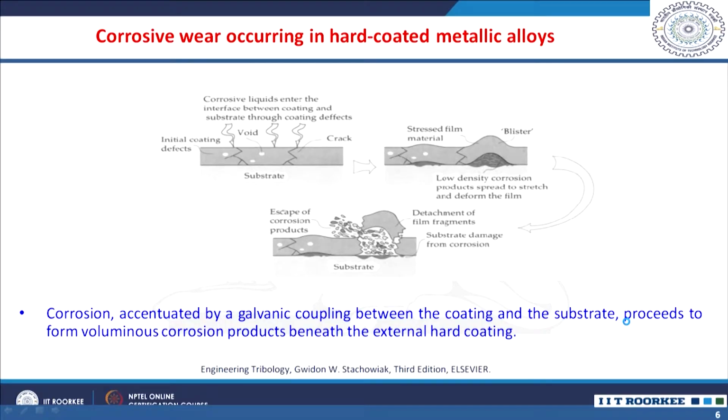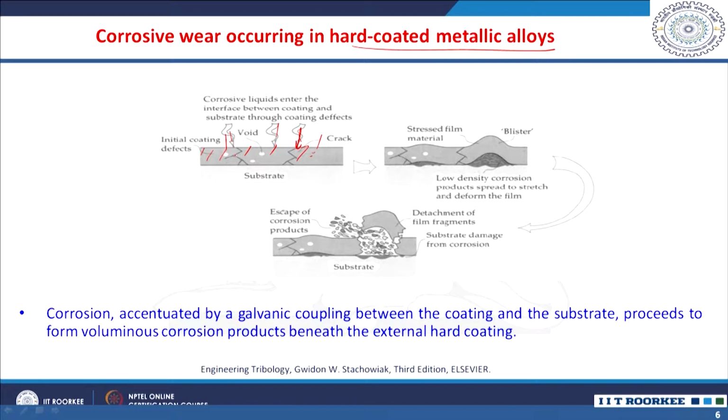So, the corrosion is accentuated by galvanic coupling between the coating and the substrate, which proceeds to form corrosion products and material removal beneath the external hard coating. If you see corrosive wear occurring in hard coated metallic alloys, initially you have this coating, right. Corrosive liquids enter the interface between the coating and substrate through several material defects. Through these defects, the corrosive liquid actually enters, and when it enters, you will have corrosion products.